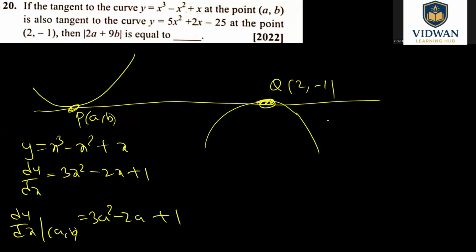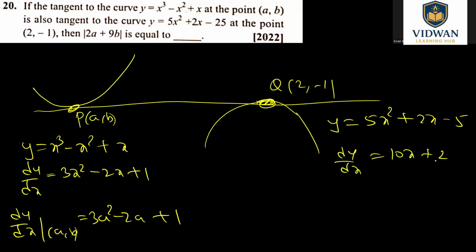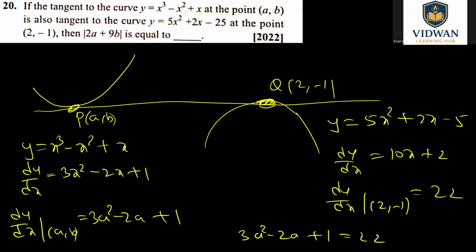And similarly for the second curve, y equal to 5x square plus 2x minus 5, the derivative is going to be 5 into 2x, so 10x plus 2. And you want this derivative at 2 comma minus 1. Put x as 2, this would become 22. Because the tangents are the same, you can equate the slope. So 3a square minus 2a plus 1, you can equate with 22 and solve it for a.